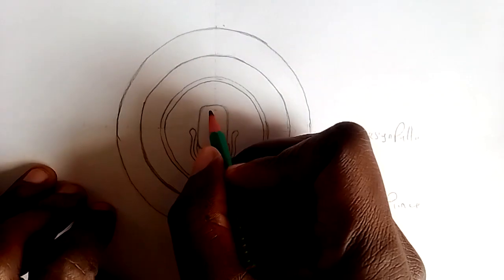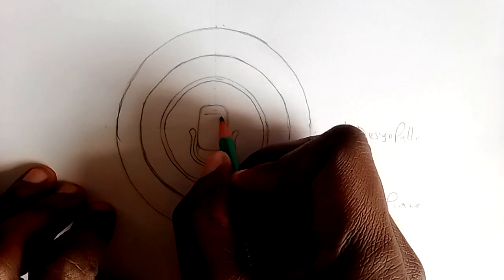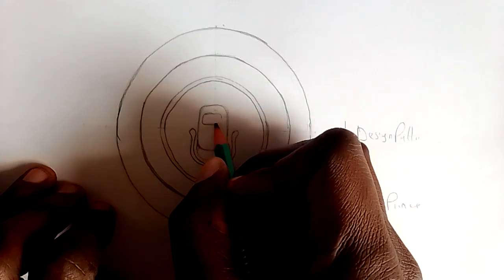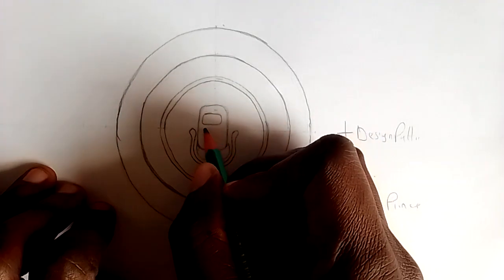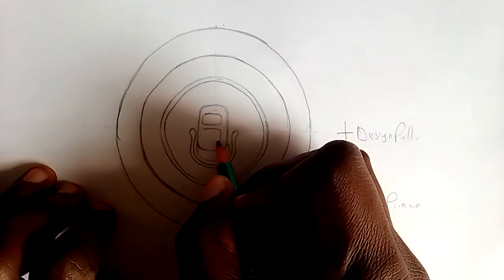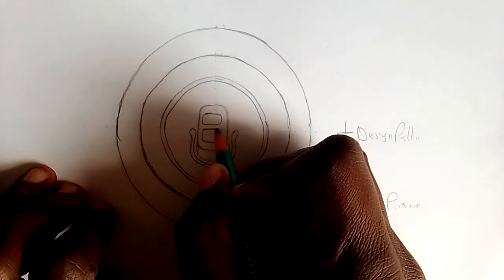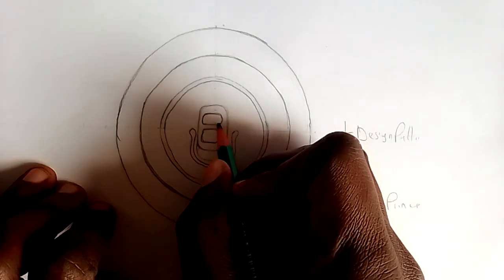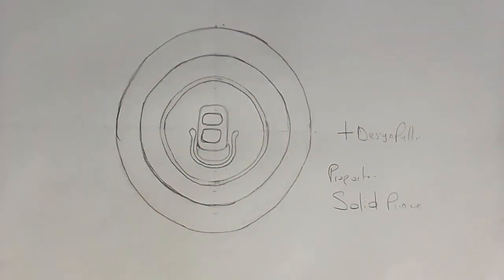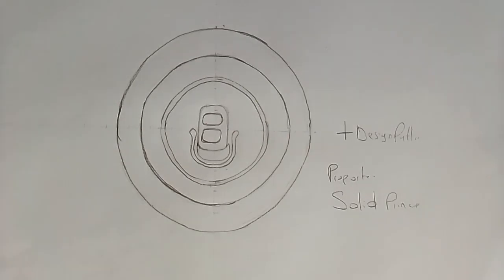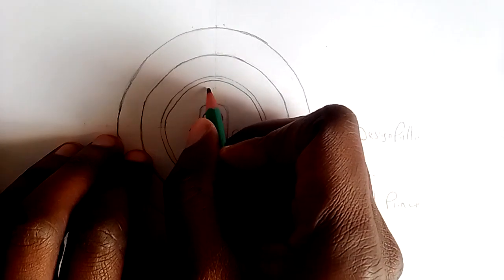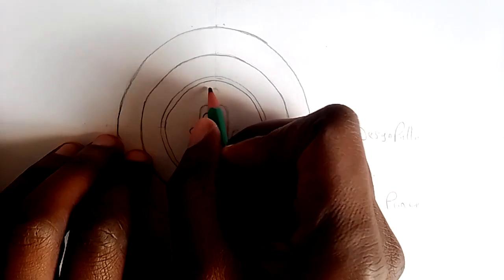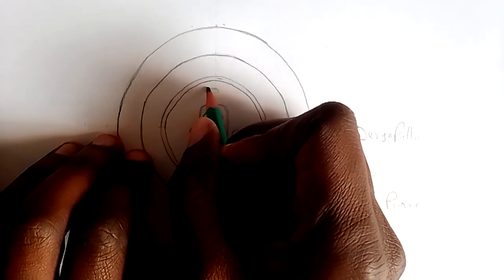Okay, let me just draw another organ. Maybe these are her ears, and this is the mouth. Okay, let me make it clear so that you can see. Do you get it? If you still don't get it, let me just draw one small thing. Maybe it might or it might not give you an idea.